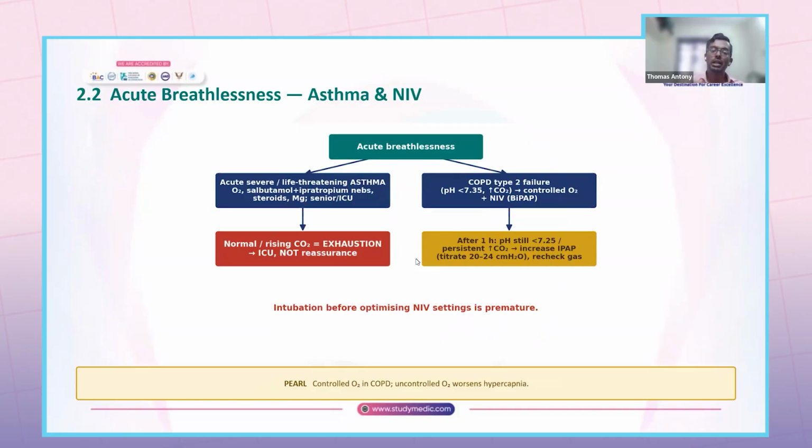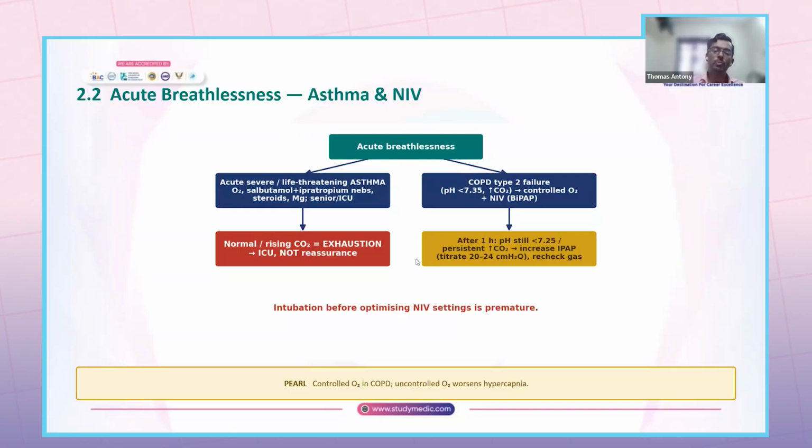In patients with acute breathlessness, acute severe or life-threatening asthma, we have to give initial oxygen administration, salbutamol, ipratropium nebulization, steroids, magnesium, and senior ICU referral. With normal or rising carbon dioxide, or exhaustion, refer the patient to ICU and not reassurance.